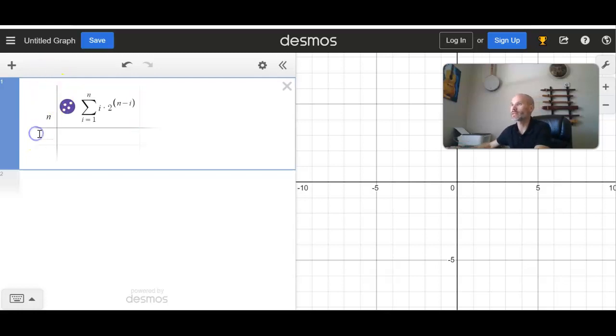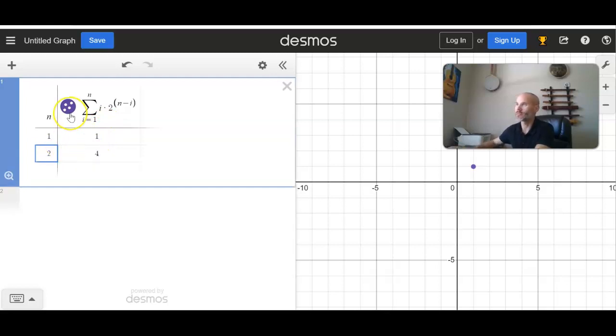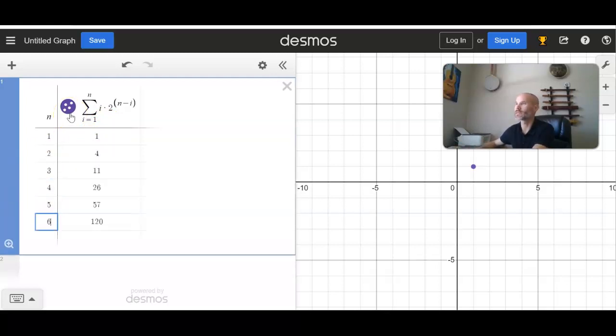Okay, so we can start taking a look at values of n. n can't be any smaller than 1 because our index starts at 1. Okay, so if you just take the very first term, which would be 1 times 2 to the 0, that would give us 1. First 2 terms, first 3, first 4, and so on.